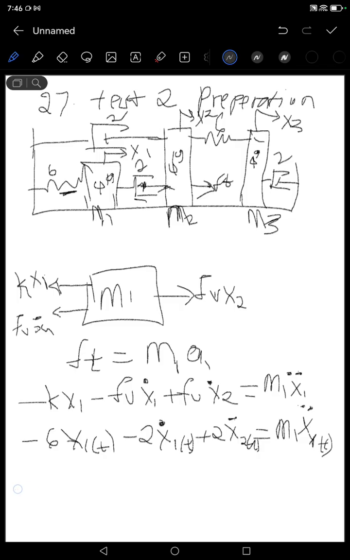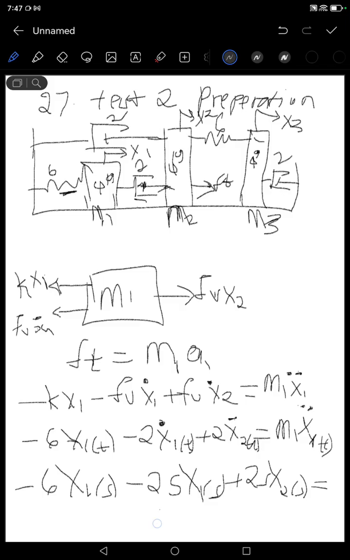So for stiffness, it's going to be negative 6 X1(s). And then for the damper, it's going to be negative 2s X1(s) plus 2s X2(s) equals M1 times the Laplace of x double dot, which is going to be s squared X(s), like this. Okay, and then after here we can just equate this equation to 0. So we're just going to take this negative 6, negative 2, and then positive 2 to the other side, and then take out the common factor.